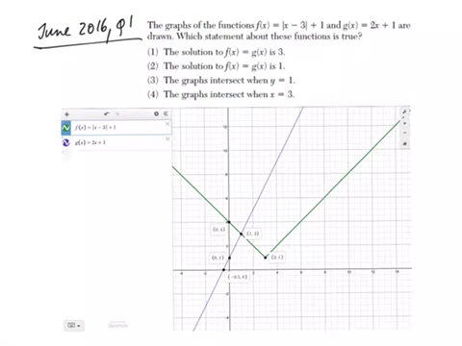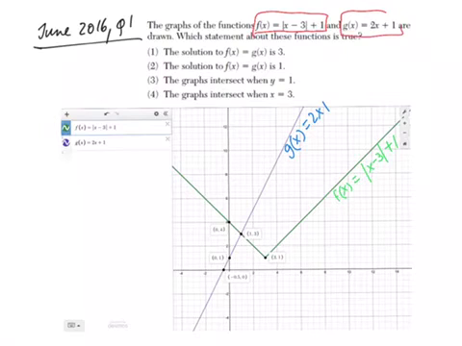Alright, so we have the graphs of the functions f(x) is equal to absolute value of x minus 3 plus 1, which is the green graph over here, and the blue graph is g(x) is equal to 2x plus 1. Okay? Are drawn. Which statement about these functions is true? The solution of f(x) is equal to g(x) is 3. And then the solution to f(x) is equal to g(x) is 1. So where do they intersect? Where do they intersect? Right here.